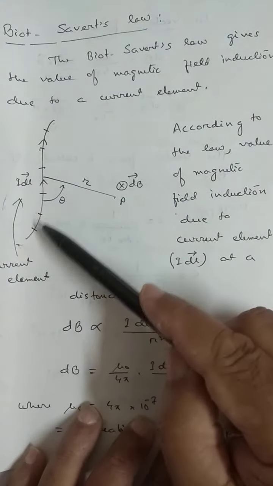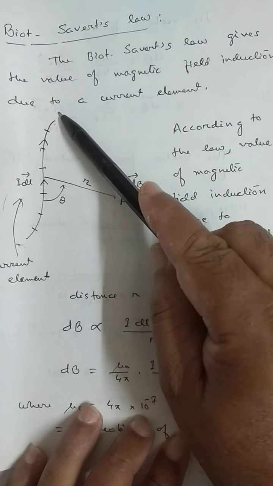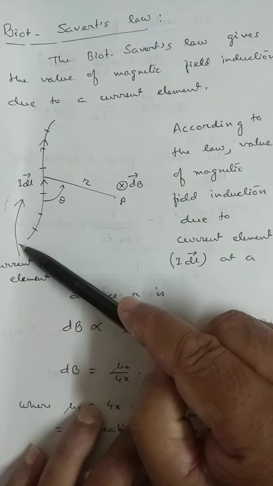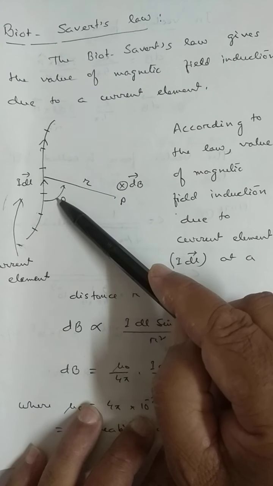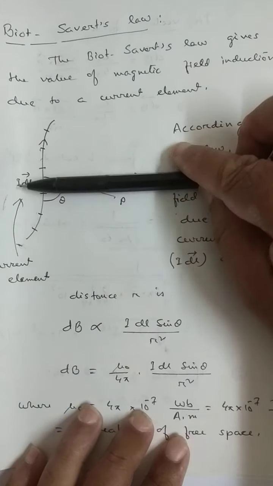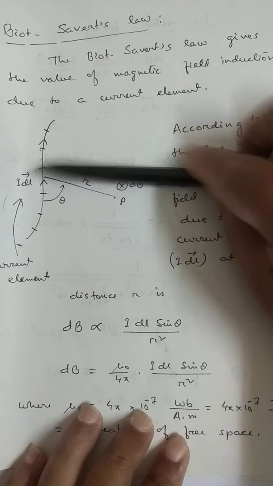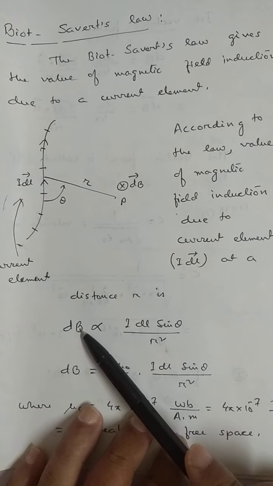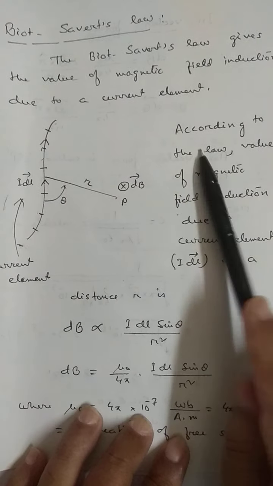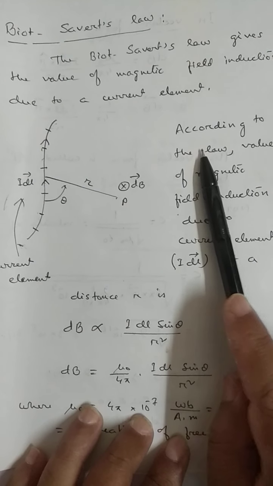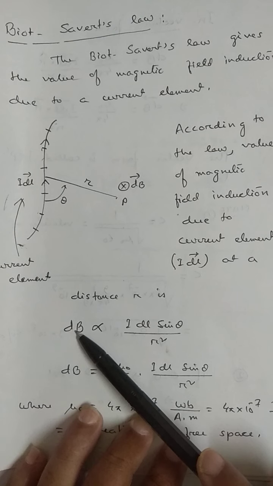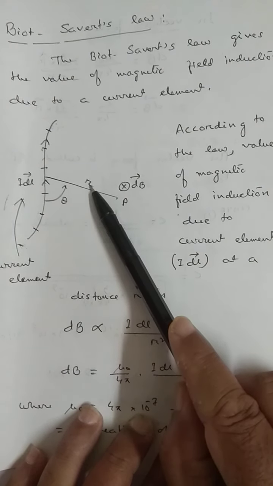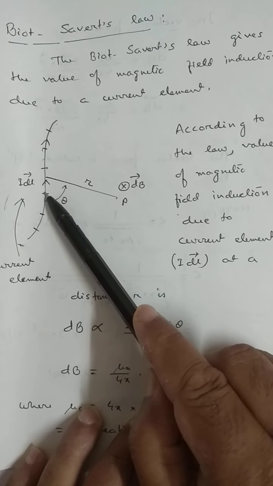That means when current flows through this wire, here and here, no magnetic field is there. What is the value of theta? When theta is 90, dl will be here. So when the value of theta is 90, sine 90 is 1, so magnetic field will be maximum. That means Biot Savart law gives us the value of magnetic field induction at a point P, which is at a distance r from the center of the current element.